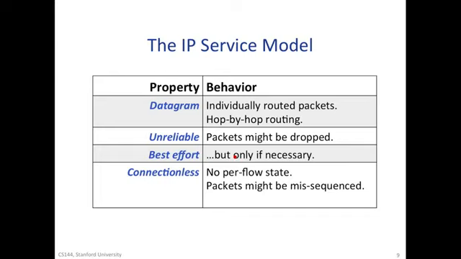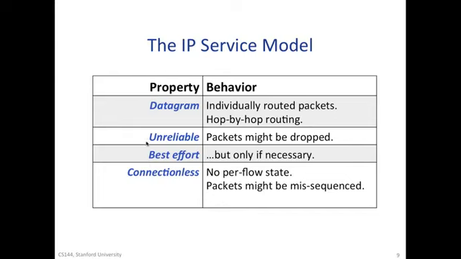So the first thing is it's a datagram service. The datagram service means that they are individually routed packets using packet switching, and that they go hop by hop through the network. That means each router is going to make its own independent decision, just like a mail sorting office does when it's processing letters. And that's where the name datagram comes from.